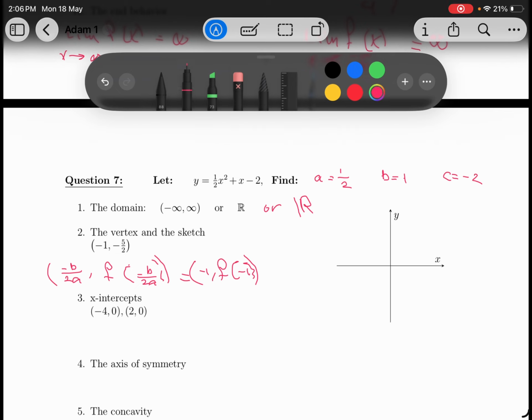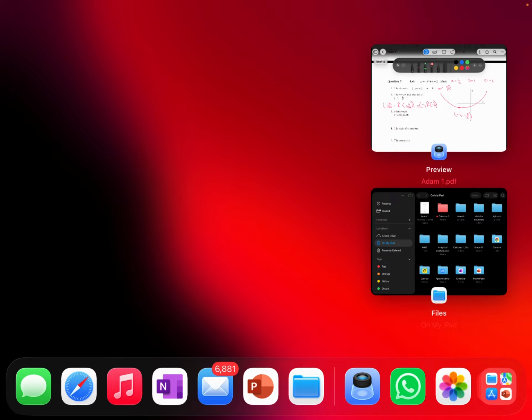And here guys, I have the vertex already given, okay? It's minus 1 and minus 5 over 2, so it's somehow here. Okay, somehow it's in the third quadrant, of course, and it could be something like this, guys, okay? So this is again the vertex of minus 1 and minus 5 over 2, okay? So we have now the vertex in hand, and for which part now? Yes, the x-intercepts.